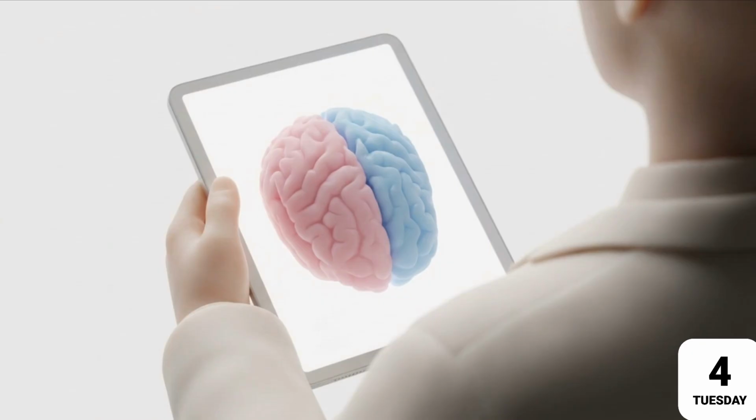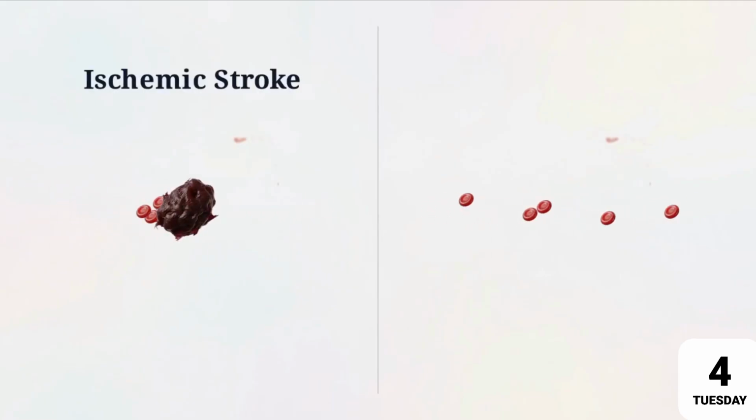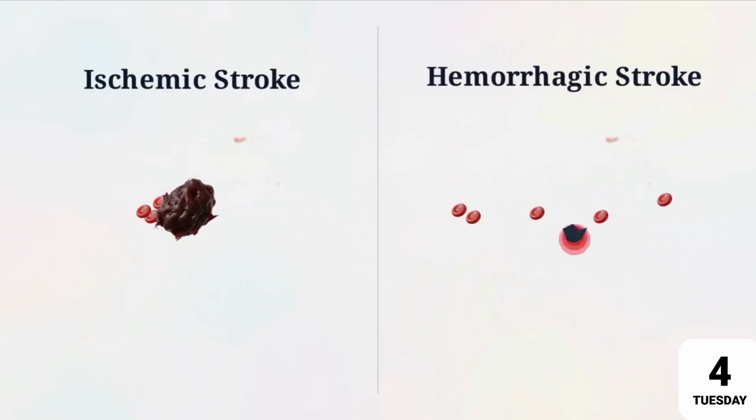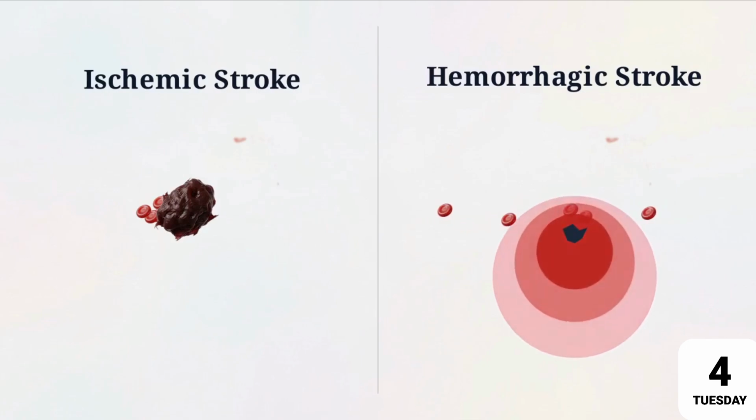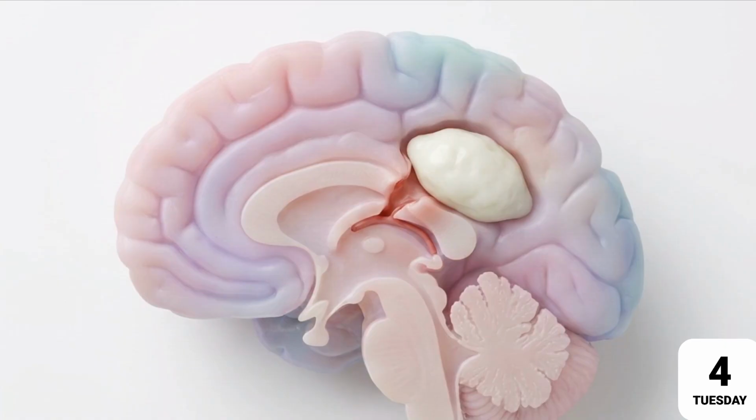They have to figure out exactly what is causing this crisis. It could be an ischemic stroke, where a blood clot is blocking an artery, or it could be a hemorrhage, where a weakened blood vessel has ruptured inside the skull. Guessing is not an option. The standard treatment for a clot is a powerful blood thinner. Give that to a patient who is actively bleeding from a rupture, and you will kill them.